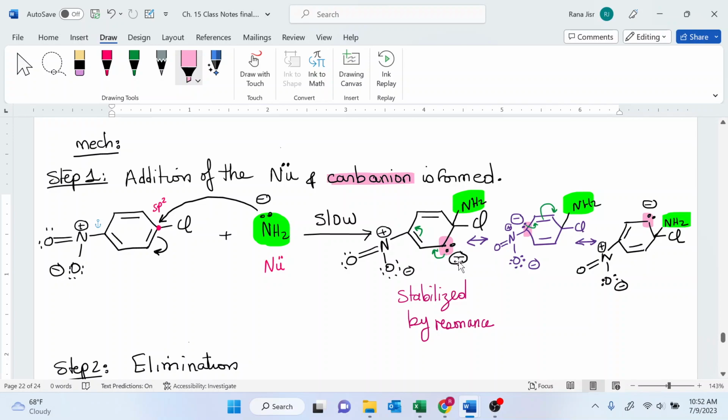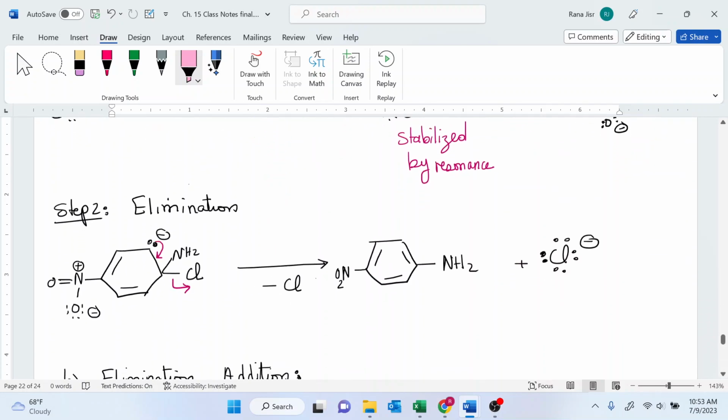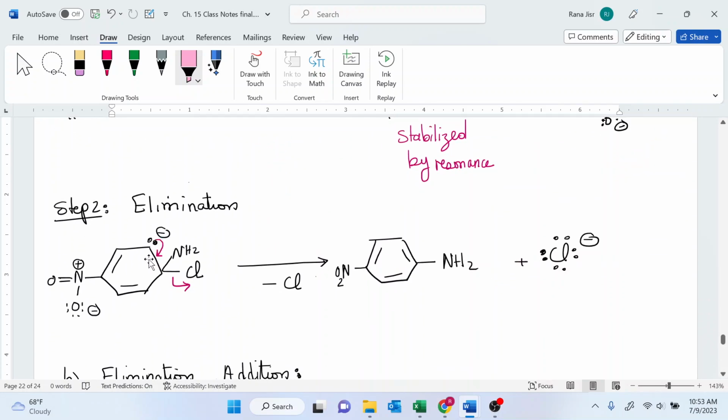This is why the electron withdrawing group has to be either on the ortho position or on the para position. It cannot be on the meta position because the negative charge during the resonance stabilization will never be on the meta position. So once the negative charge reaches this carbon over here, elimination will happen. And the elimination will happen to regain the aromaticity of the ring in there, and then you are going to end up getting your product.